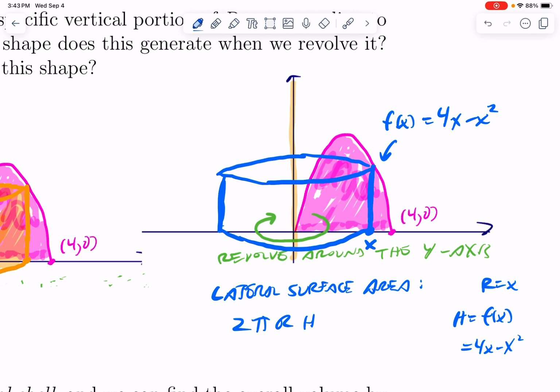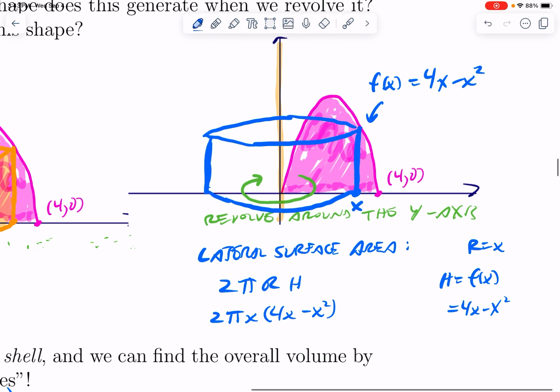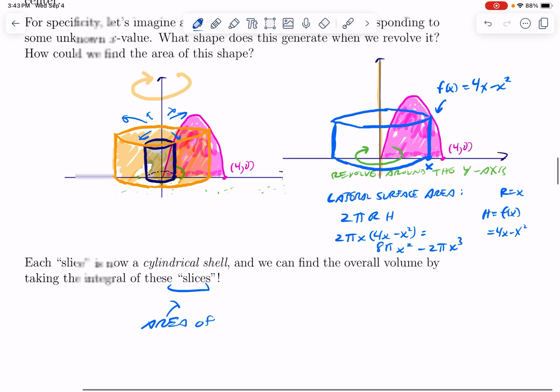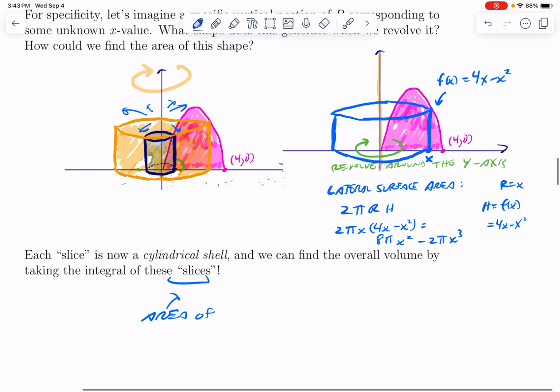So the lateral surface area at any given place is 2 times pi times x times 4x minus x squared, which is 8 pi x squared. Let me write this better. 8 pi x squared minus 2 pi x cubed, if we distribute. So we can integrate that. We have a function that is keeping track of area, and we're just going to integrate this for all of the possible values for that radius.